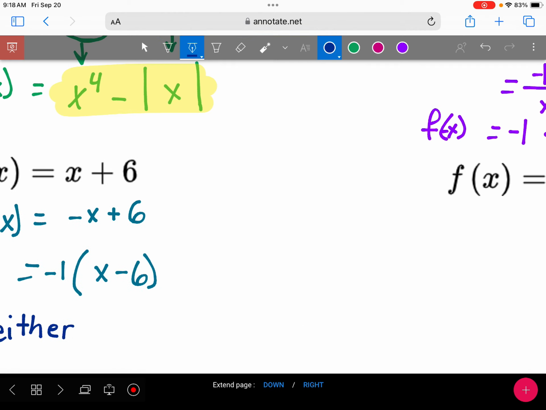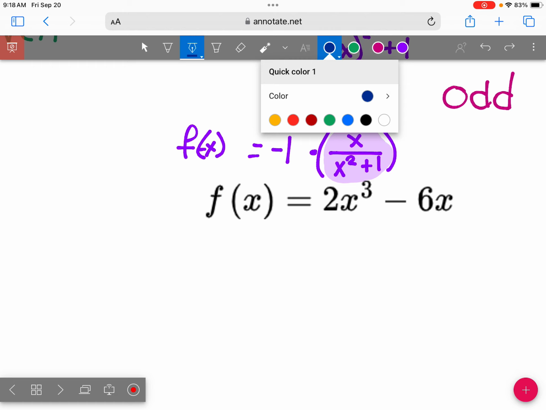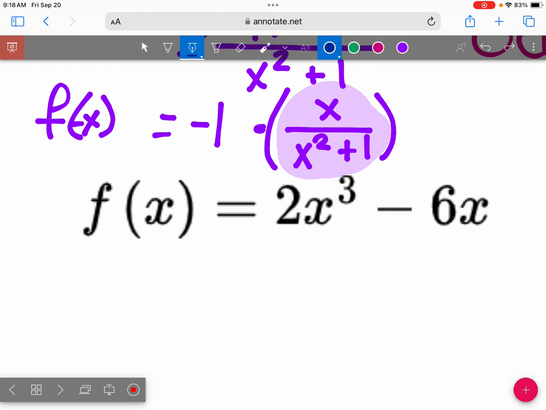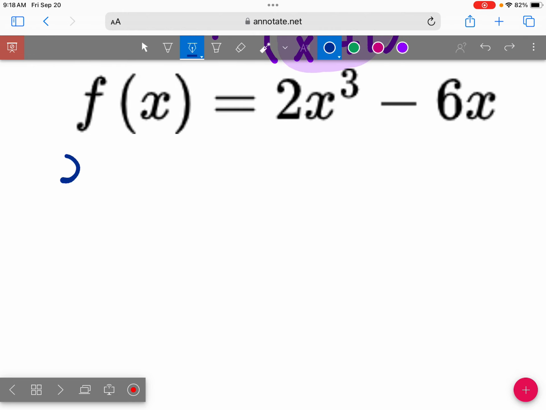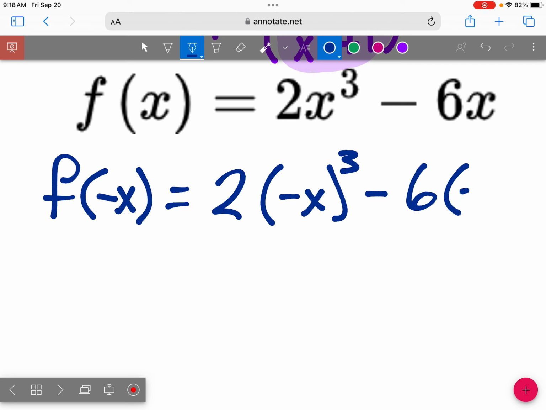All right. Even, odd, or neither. Neither is a fine answer. All right. Let's do another one. So we're going to do our f of minus x here. 2 times our opposite of x cubed minus 6 times the opposite of x. Just substituting it in.